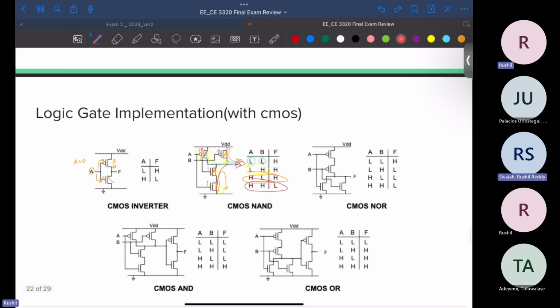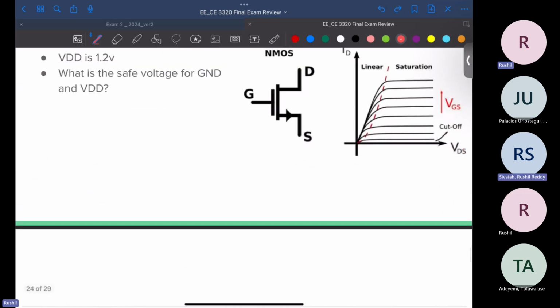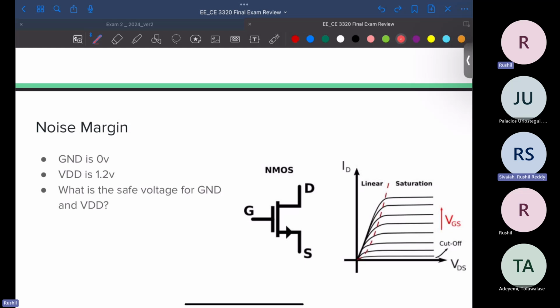Okay. Any more questions with this? We're going to do a little bit more. So noise margin. Obviously your ground will be roughly 0 volts. Your VDD will be 1.2 volts. Here's the question for everybody. What is considered a safe voltage for GND and VDD? Ground is close to 0.